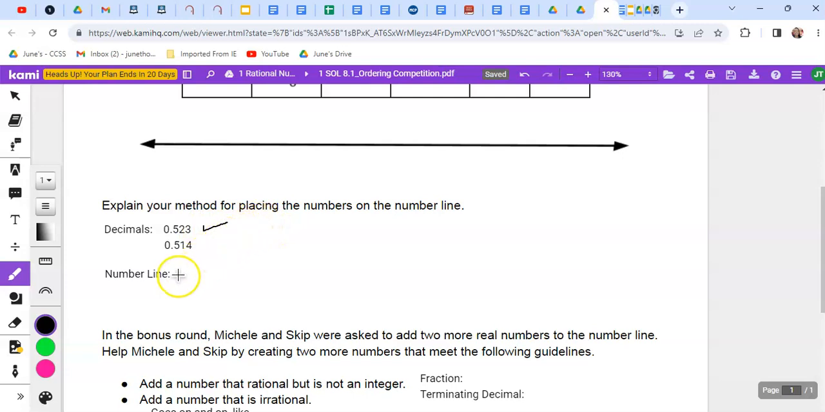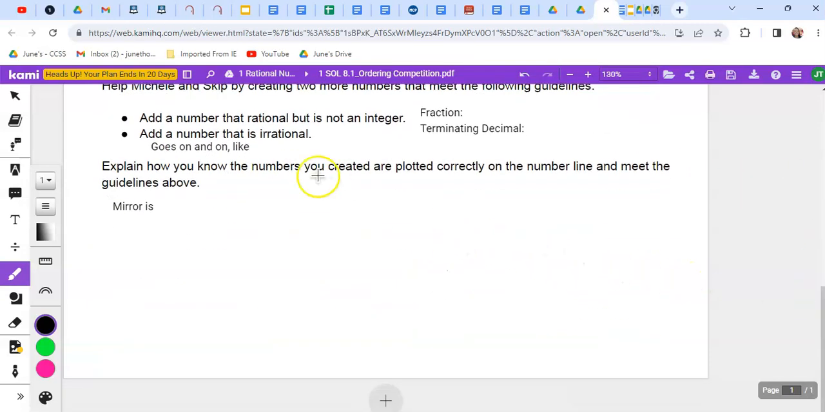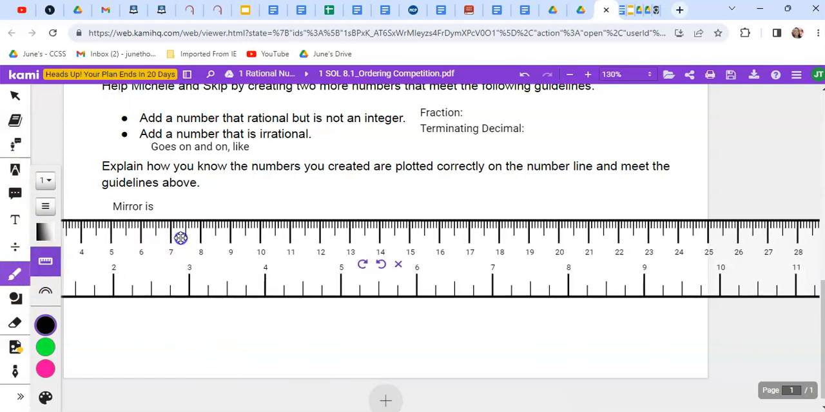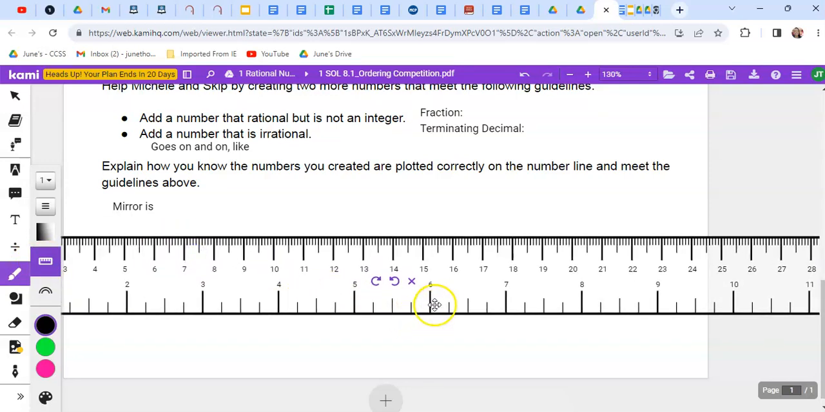Okay? Another way to do it is put it on the number line. And I want to go down to the last question to answer that. The number line can be like a mirror. And I want to show you this.